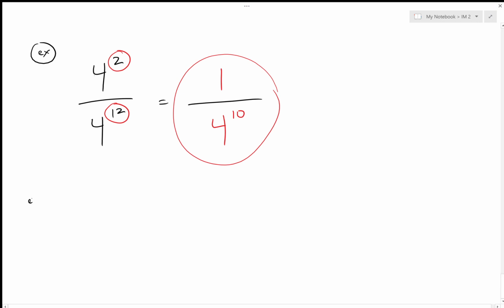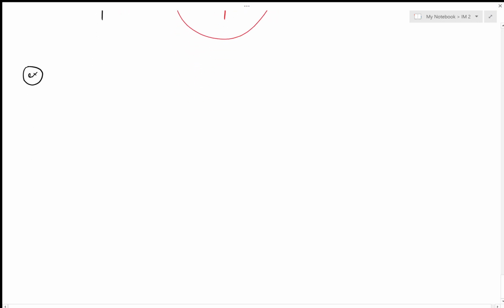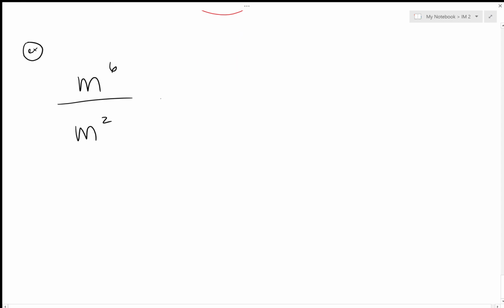So let's see if we can do this one a little bit faster. How about m to the 6 over m squared? From now on, let's do it as this. Let's write that division line again and compare it. 6 m's on top, 2 m's on bottom. There are more m's on top, so I'm going to leave m on top.